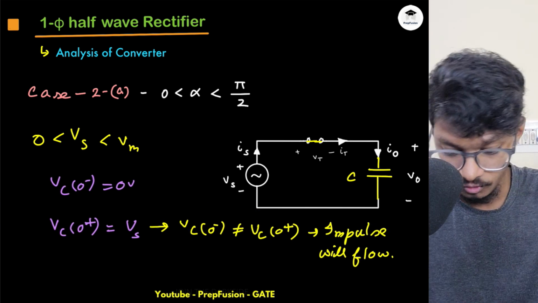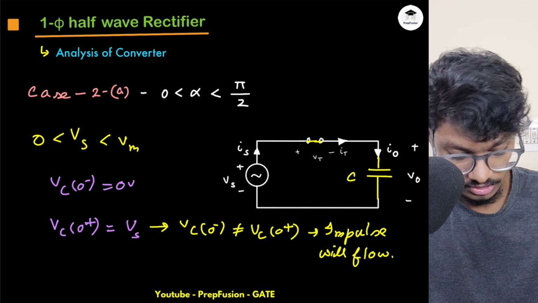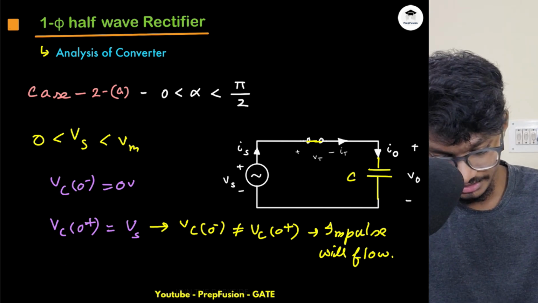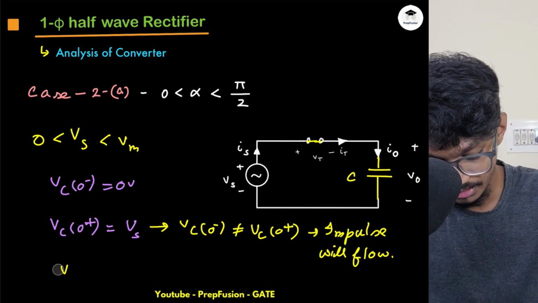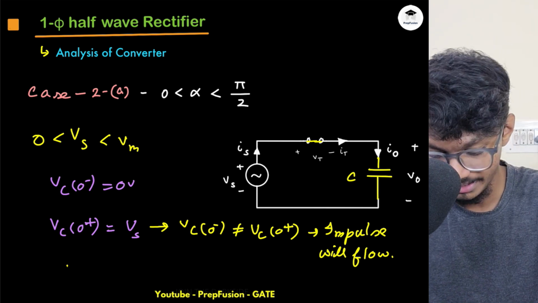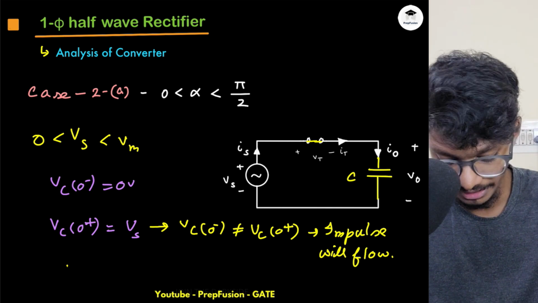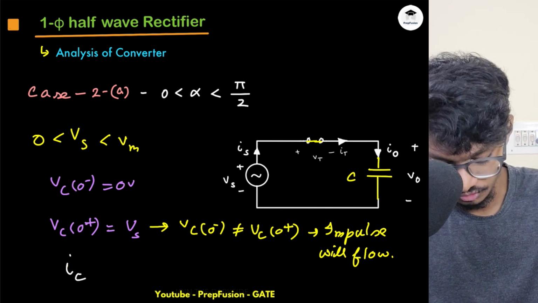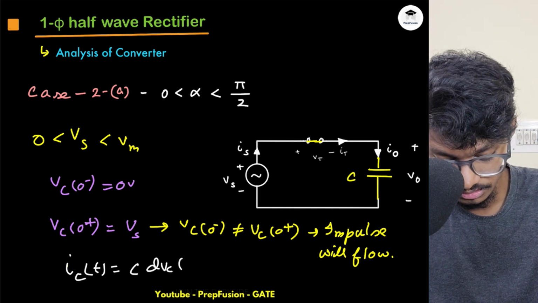Now if an impulse flows, what will be that value? As soon as the impulse flows, my VC0 plus becomes fixed to this Vs, and then I can simply compute the current. Then my VC settles to Vs, and my IC will be the same expression as the previous case. What happened is that the impulse thing was extra, because VC0 plus was not equal to VC0 minus. So now it will be the same. IC(t) will be equal to C dVc by dt.